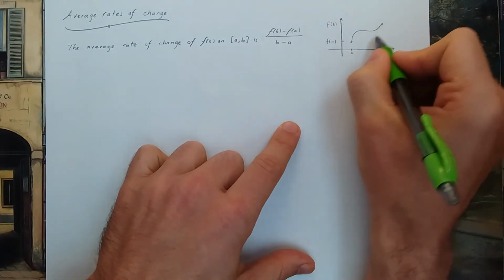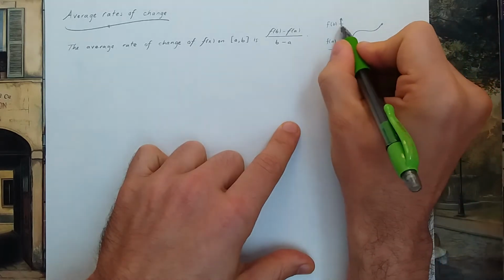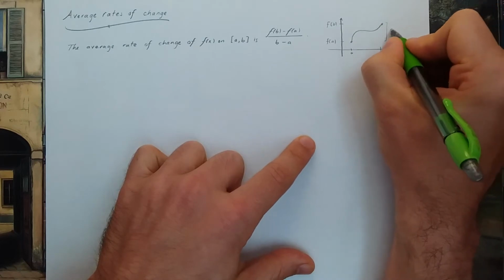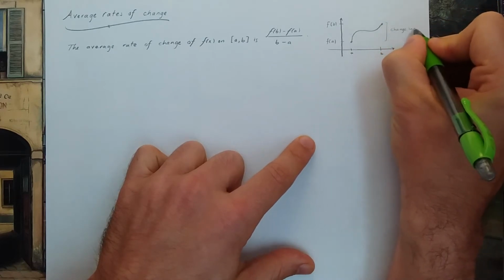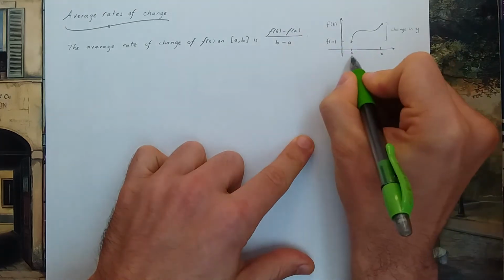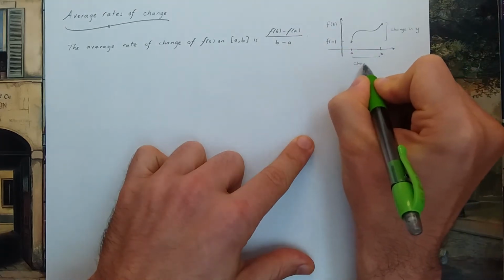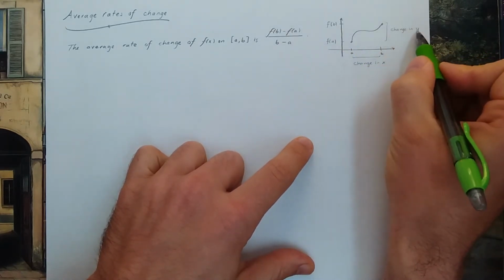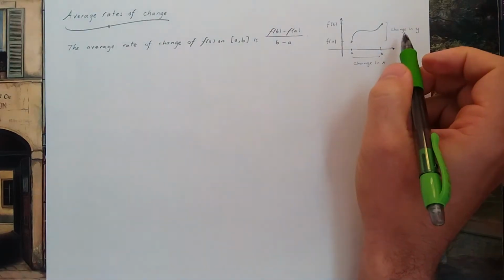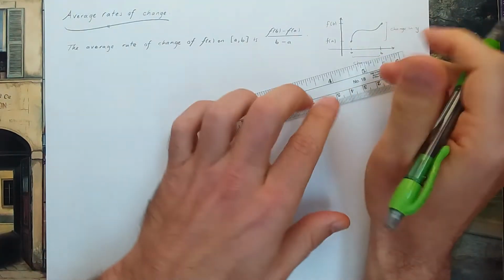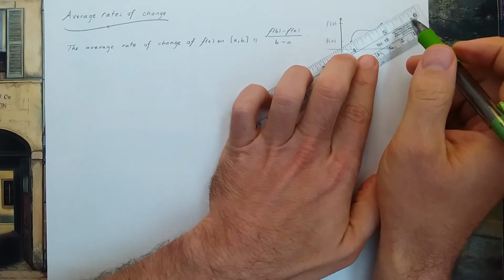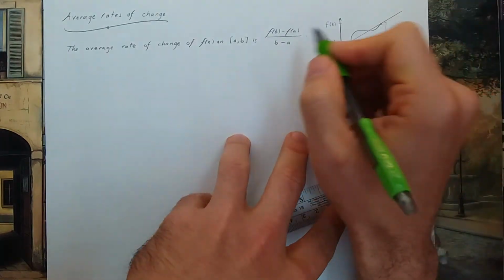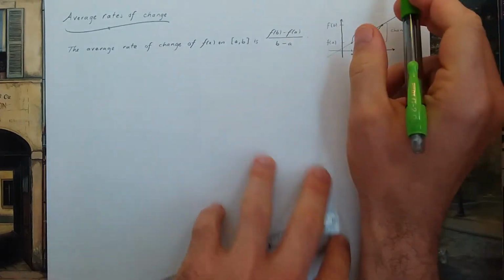graphically, tells us the change in the y value. So f of b minus f of a, that's this height here, and this is the change in y value. And b minus a, that's the change in x value. So the average rate of change gives you the change in y value divided by the change in x value. That might remind you of slope, and indeed, the slope of the line that passes through these two endpoints is the average rate of change, rise over run.